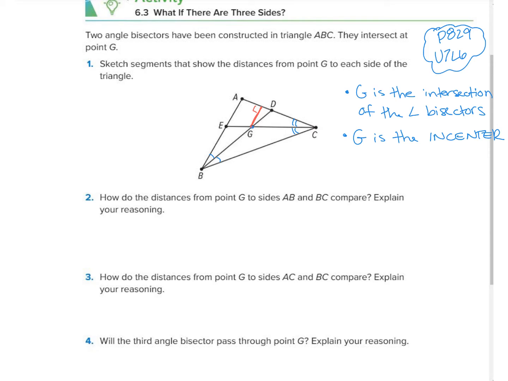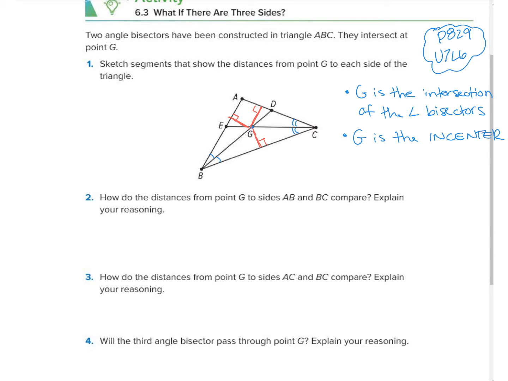Let's do the same thing to BC. So eyeball where that short, straight, perpendicular distance might be. And do the same for AB. Notice where that short, straight, perpendicular distance might be.